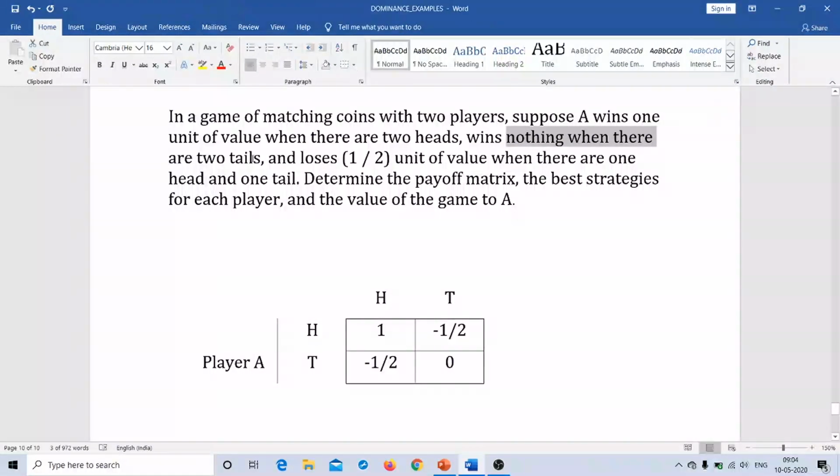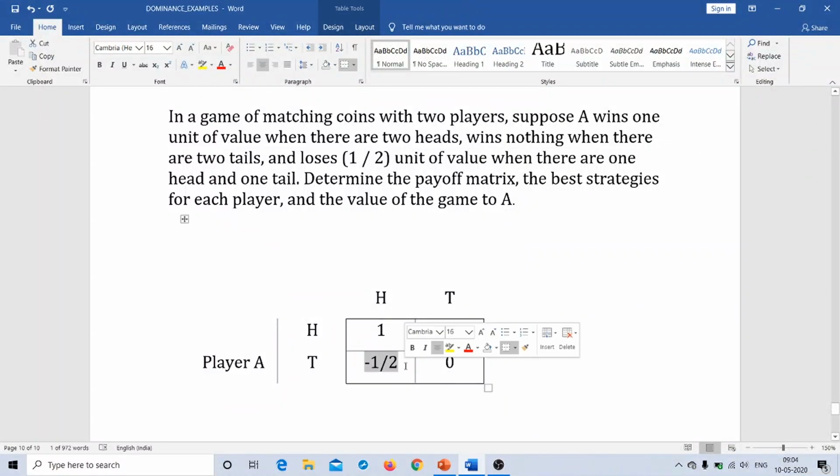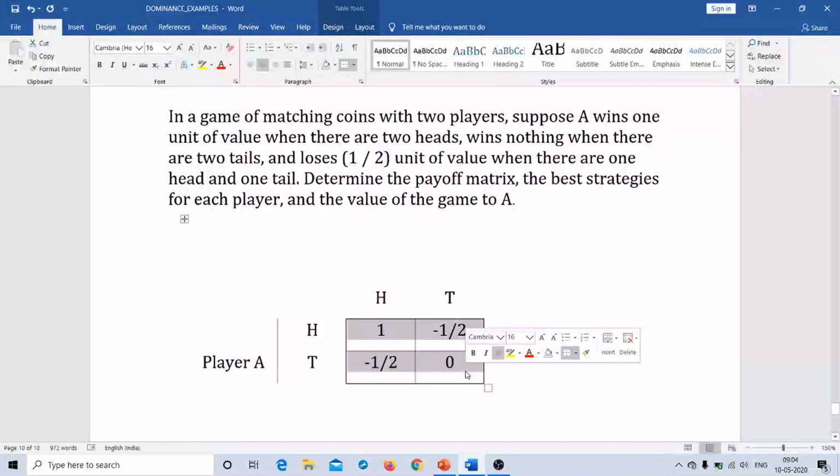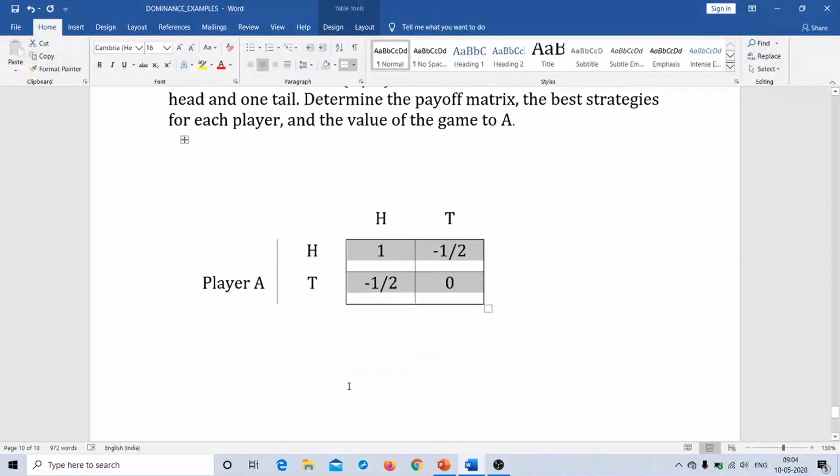Wins nothing when there are 2 tails. So this is 1 tail, this is another one, so this is 2 tails. This particular cell belongs to 2 tails. So nothing, I write it 0. On the other hand, it loses half unit of value when it's a combination of head and tail. So I write here minus half and I write minus half. So based on this particular problem statement, this is my payoff matrix. Once I get this payoff matrix, you proceed further to get the strategies of the players and also the value of the game.